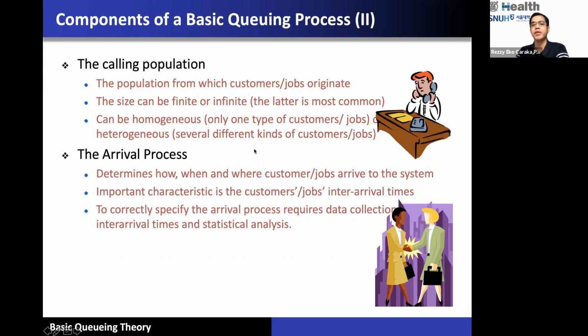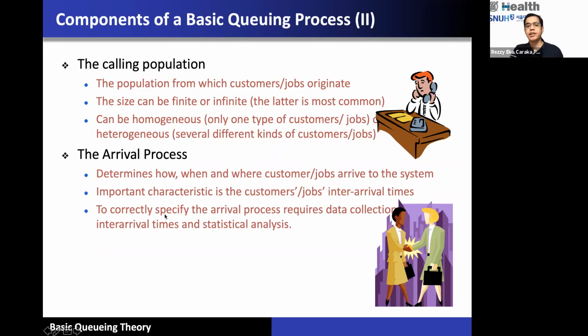And the second issue is the arrival process. For the arrival process, we have to measure and determine how, when, and where customers or jobs arrive to the system. So we have to calculate the arrival process. And also the important characteristic is the customer or job inter-arrival times. So we have here, first, arrival times, and second, inter-arrival times.